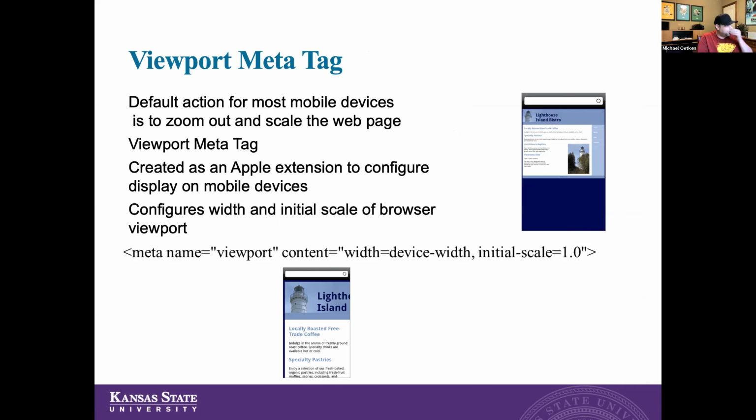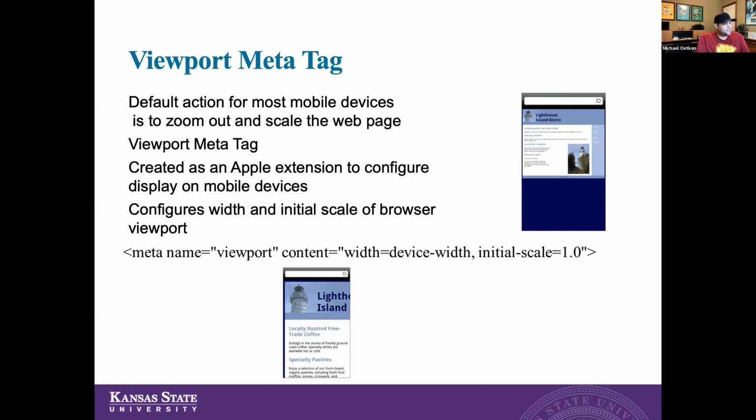Okay, so this is an important one. This little piece of code we're going to put in all of our pages. What this code does is it's the first step to get our pages to load correctly on mobile. It's called the Viewport Meta Tag. Our code here: meta name equals viewport, content equals width equals device-width, initial-scale equals 1.